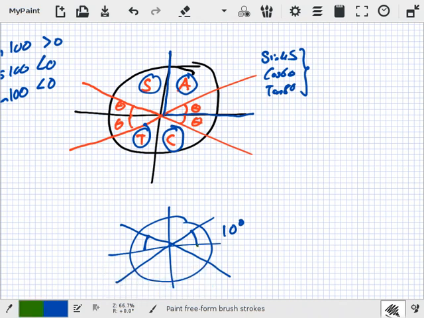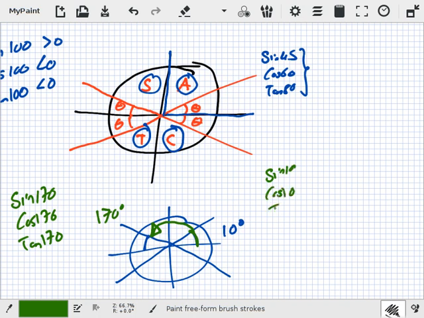So if this is 10, then how much is it over to this angle? Because this is also 10. 180 minus 10, which is 170. Okay. So what you're saying here at the 170 mark is that the sine of 170, cos of 170, tan of 170, they will all be very similar to sine of 10, cos of 10, tan of 10.